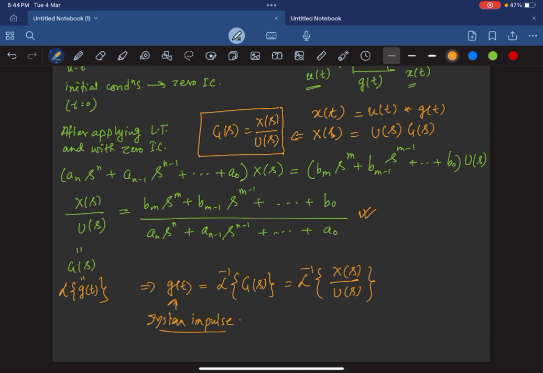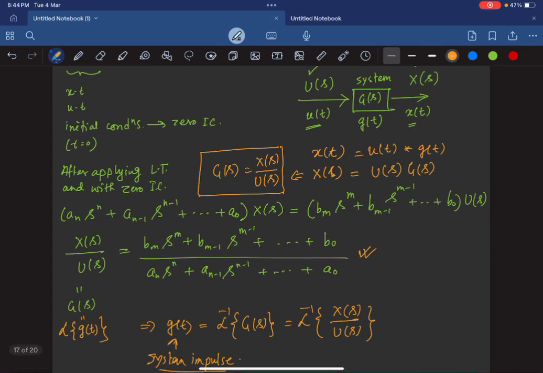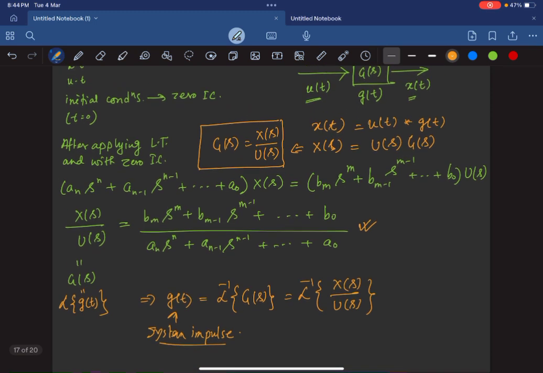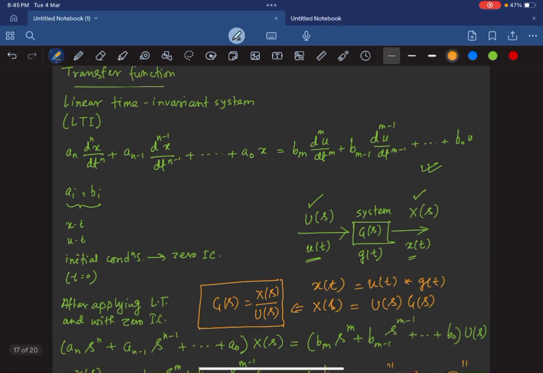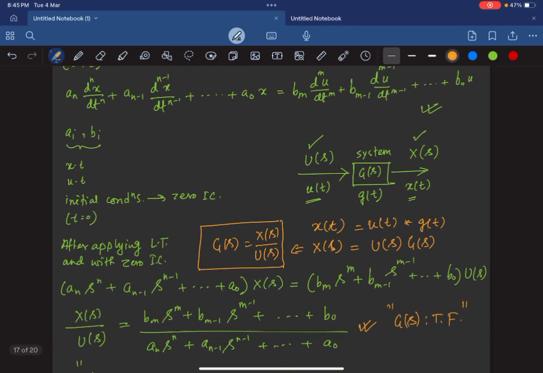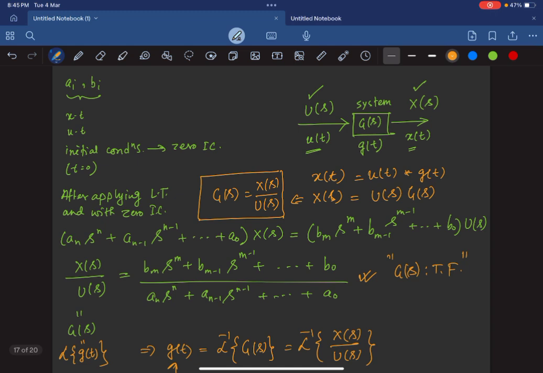Okay, this is the system impulse, and this is how we can get the value. Now this G(s) is known as the transfer function. G(s) is called the transfer function of the given system. So if we are asked to find the transfer function for the given LTI system, immediately you find this ratio, and you will get the transfer function.